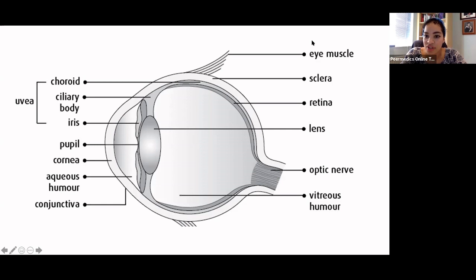Hold on a second, I have a question. Is there any refraction by the cornea? Well, I'm glad you asked, Anonymous. We'll come on to this in a minute, but essentially the cornea and the lens both do some refraction.